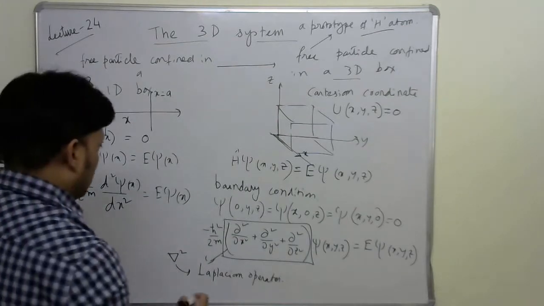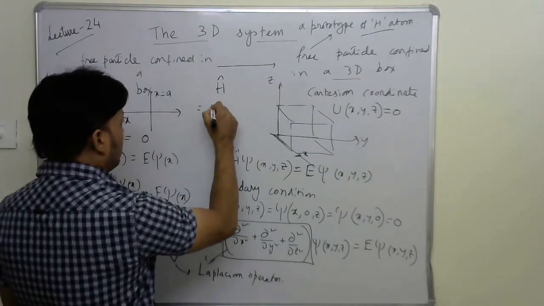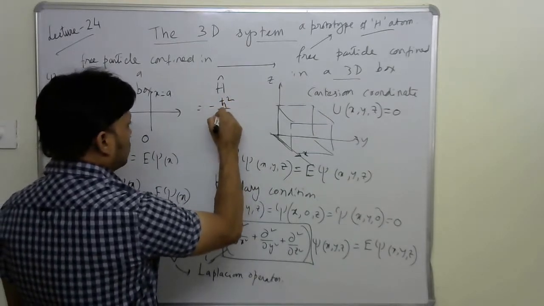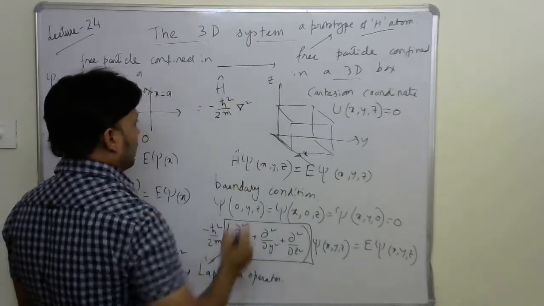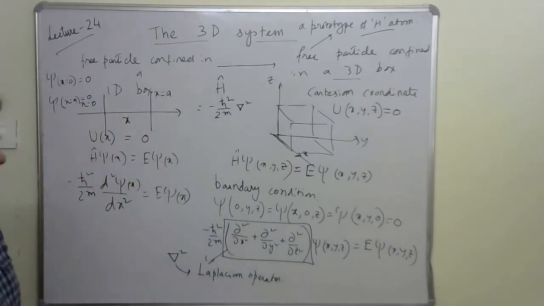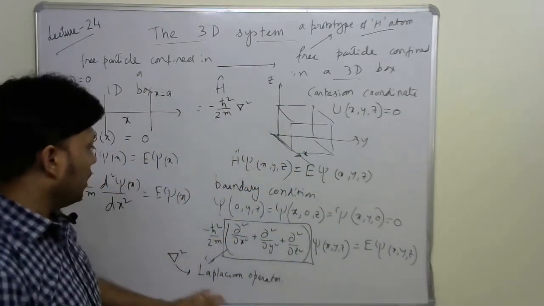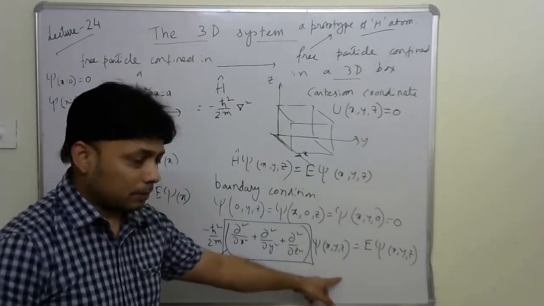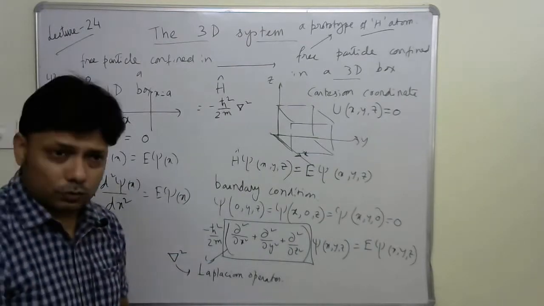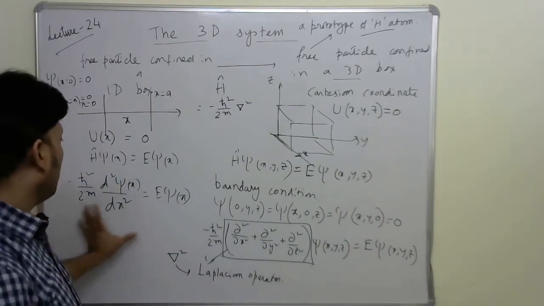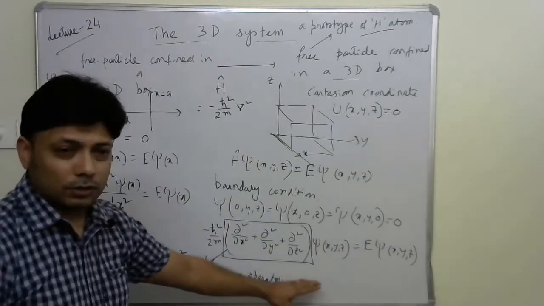So in other words, for a 3D system, my Hamiltonian operator H corresponds to minus h cross square divided by 2m times the Laplacian operator, delta square. Okay, so now we have a fair idea of how to form this Schrodinger equation for a 3D box. The next question is how to solve it. Since we have been able to solve the 1D case, we can apply exactly the same concept to solve this equation as well.